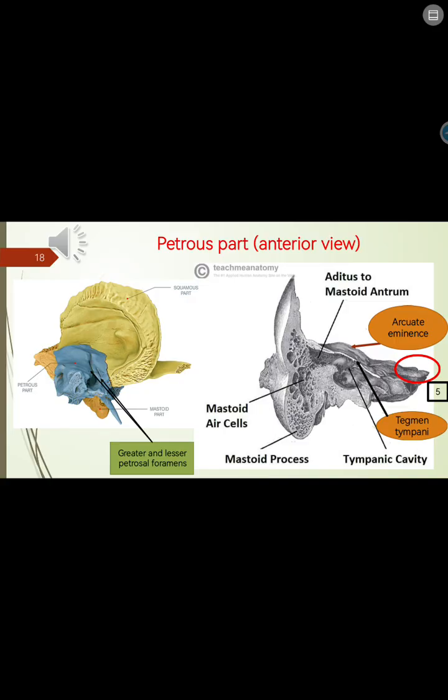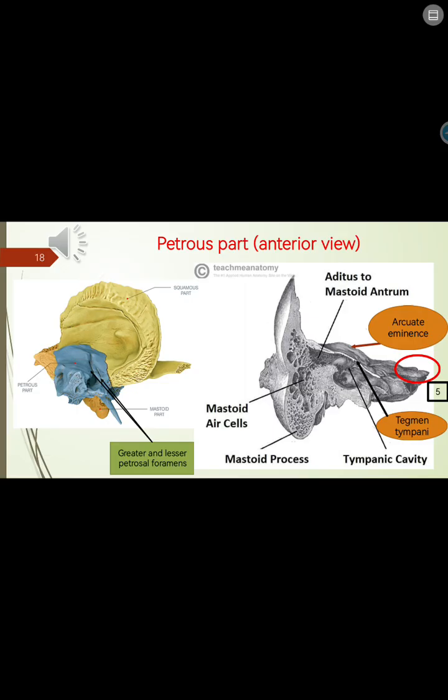Between the squamous part laterally and the arcuate eminence and the hollows just described medially, the anterior surface is formed by tegmen tympani. What is tegmen tympani? A thin plate of bone that forms the roof of the mastoid antrum and also the tympanic cavity. These things are in the depths of the petrous part.